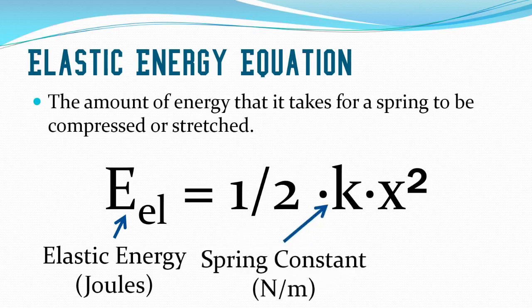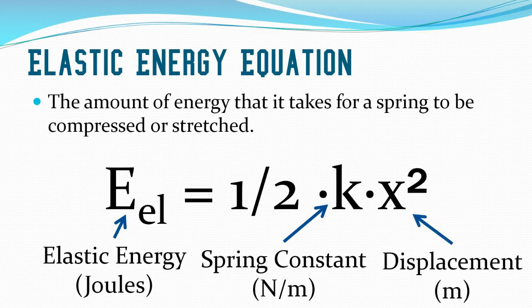k is my spring constant, how stretchy or not so stretchy a spring is. And then x is my displacement. Remember, it's the displacement of how far the spring was stretched. If the spring started as 1 inch and I stretched it to 3 inches, x equals 2 inches.